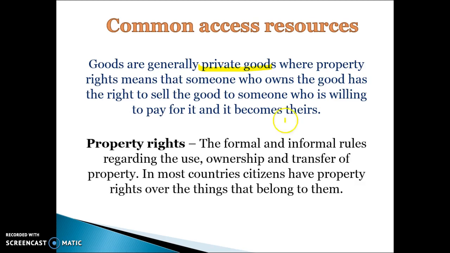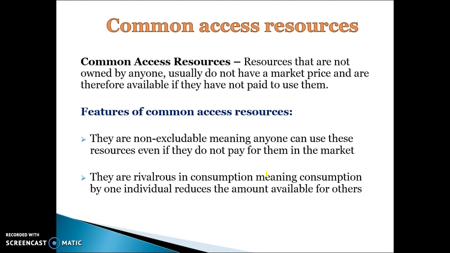So property rights are the formal and informal rules regarding the use, ownership and transfer of property. In most countries, citizens have property rights over the things that belong to them. So there are rules that state that certain people own certain things and therefore it's up to them how they use that resource. For example, if you own a farm, it's up to you how the land is used. Common access resources are resources that are owned by everyone and usually do not have a market price, and therefore they're available even if people don't pay for them.